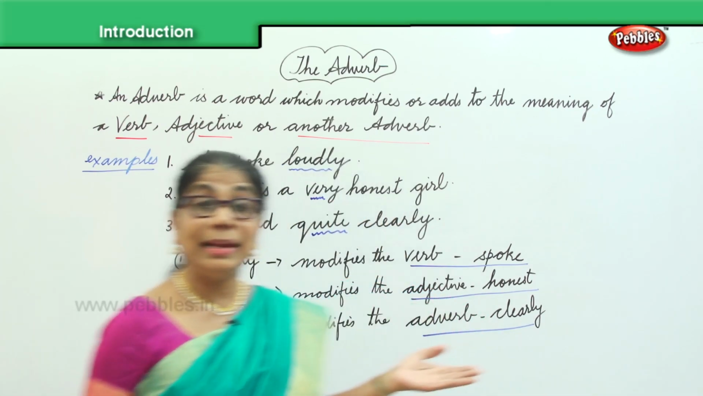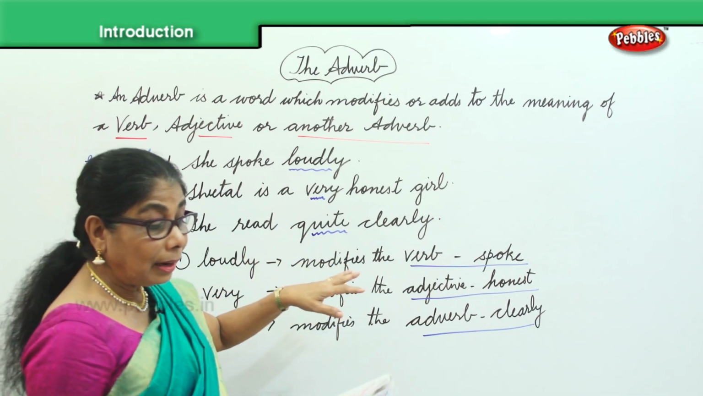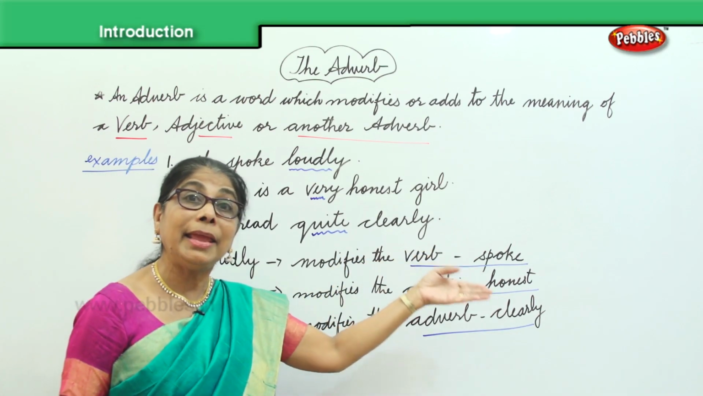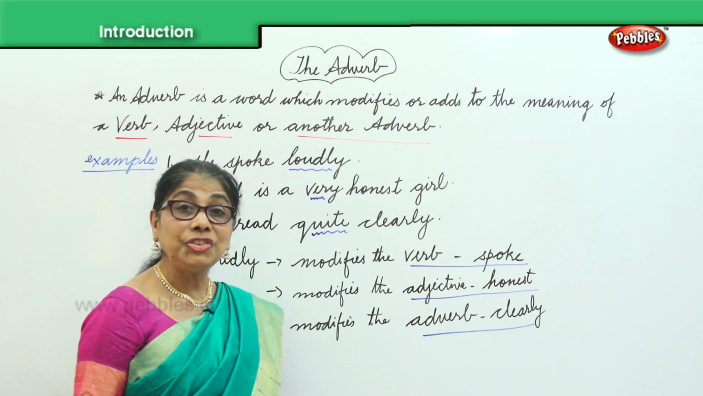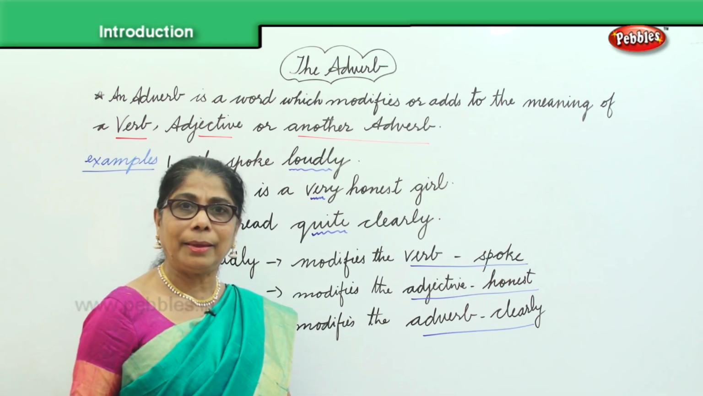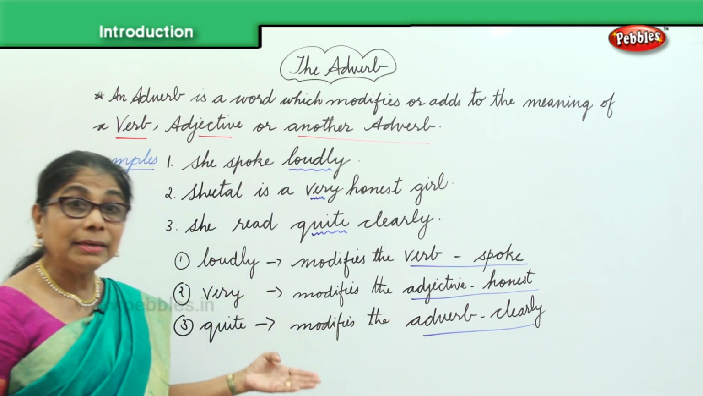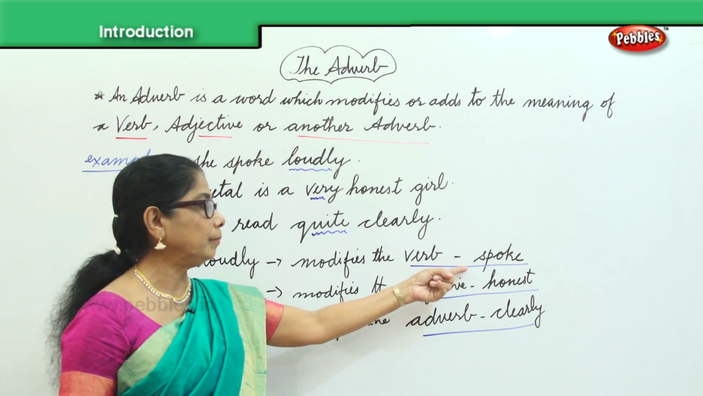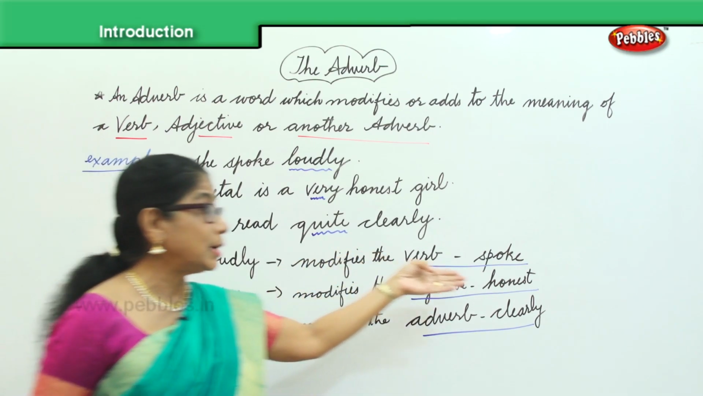Came. Again, it is a verb, came. So yesterday modifies the verb came. Supposing I say, the sun shines everywhere. Everywhere is an adverb, and the word shines is a verb. So everywhere modifies the verb shines.